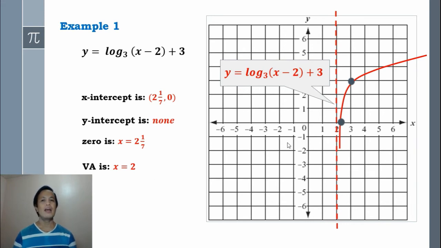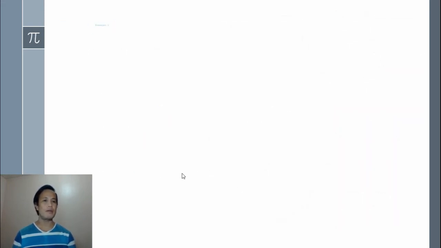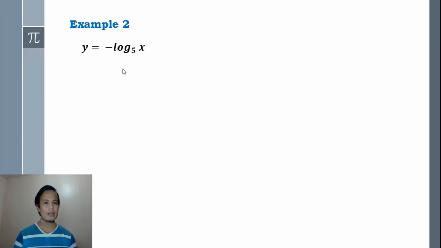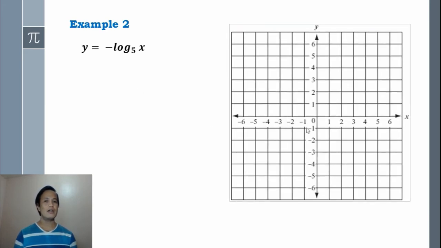Okay, let's proceed to example number 2. For example, we are to plot the graph of this function: y equals negative log of x base 5. This time, this graph is still in the general form for a logarithmic function. The difference is that we have the negative before the log. Okay, so let us proceed to the reference function, which is the positive, the general form for the logarithmic function.